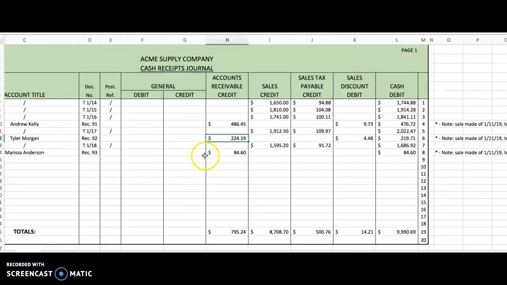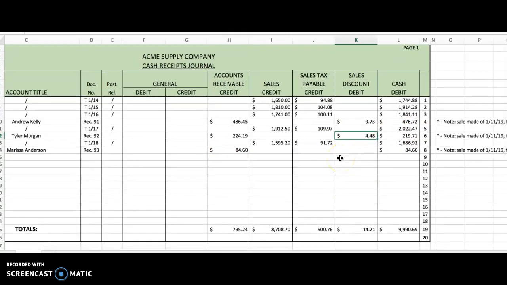He gets 2% off. So you take 2% of $224.19, and you'll get $4.48. So we put that in a cash discount debit, and we subtract from the original amount that he owed us, and he actually paid us $219.71. So we have to credit accounts receivable, and we credit his account also so that it balances out to zero, because he now owes us nothing. He's paid us the amount that he owes. But we gave him a discount, so we have to keep track of that in sales discount debit, and that reduces the amount that he actually had to pay us.